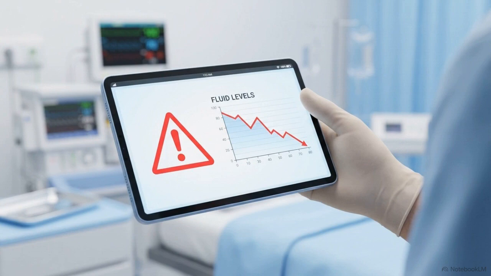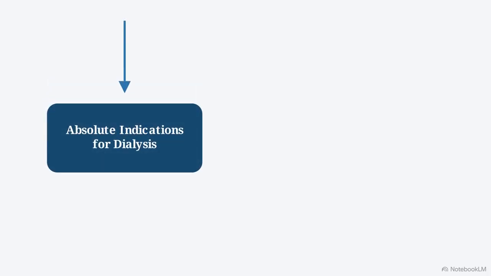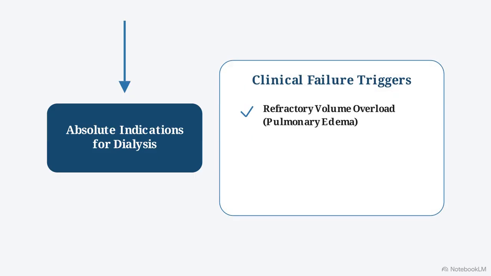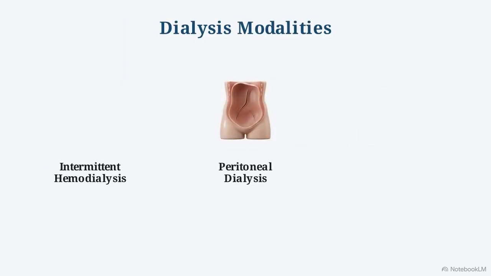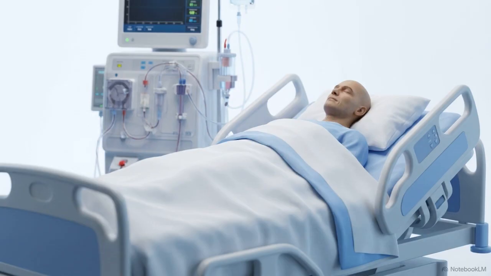When strict fluid restriction and chemical shifting fail to control the internal environment, medical management has reached its limits. The final stage of the hemodynamic protocol for a non-responsive kidney is the absolute need for dialysis. Dialysis is required when anuria or oliguria leads to volume overload and pulmonary edema that is completely refractory to diuretic therapy. We also intervene for biochemical indications, persistent hyperkalemia, severe metabolic acidosis, or symptomatic uremia resulting in encephalopathy or pericarditis.